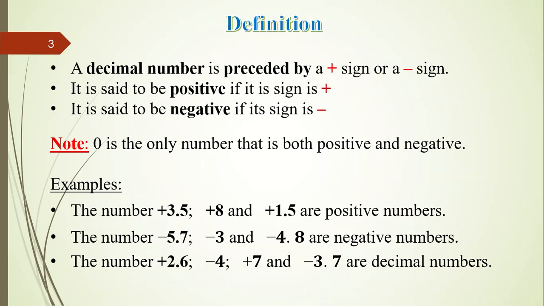The numbers 2.6, minus 4, plus 7, minus 3.7 are decimal numbers. So a decimal number is a number that has a decimal point.